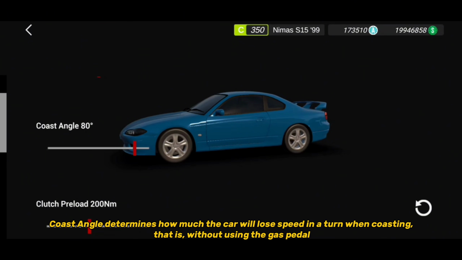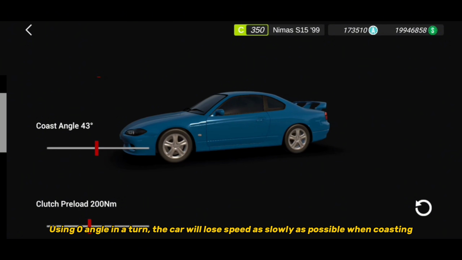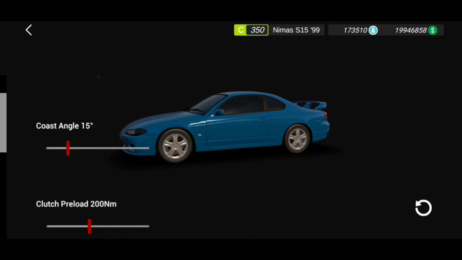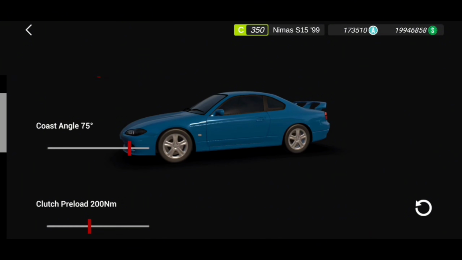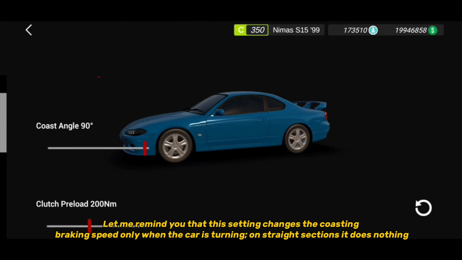Coast angle determines how much the car will lose speed in a turn when coasting, that is, without using the gas pedal. Using zero angle in a turn, the car will lose speed as slowly as possible when coasting. But if you use a 90 angle, it may cause instability. In any case, this setting has no effect on the braking distance using the brake pedal. Let me remind you that this setting changes the coasting braking speed only when the car is turning. On straight sections, it does nothing.